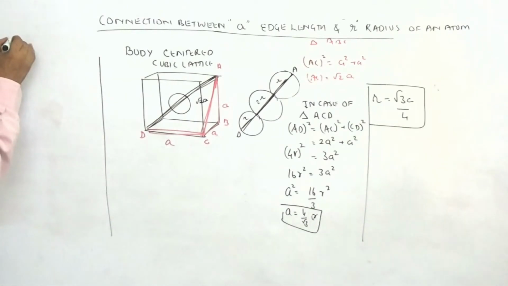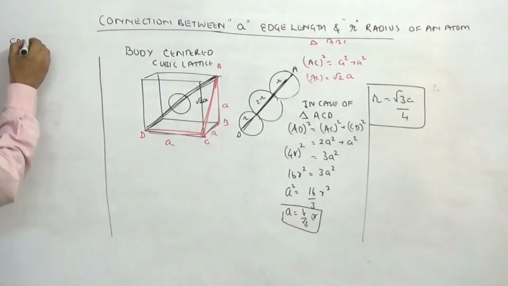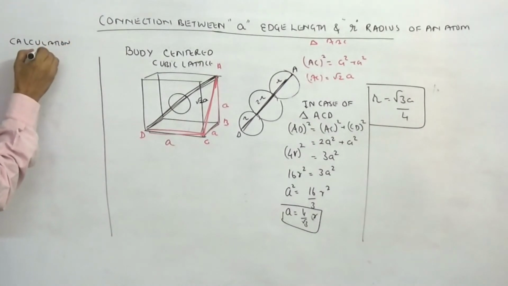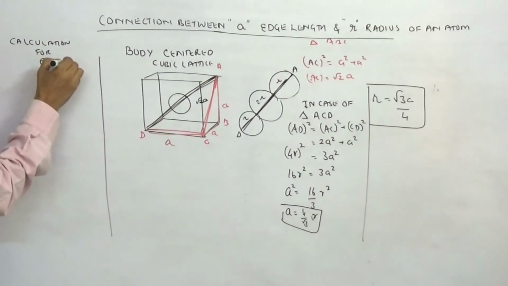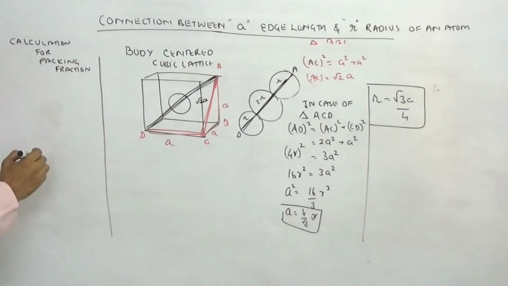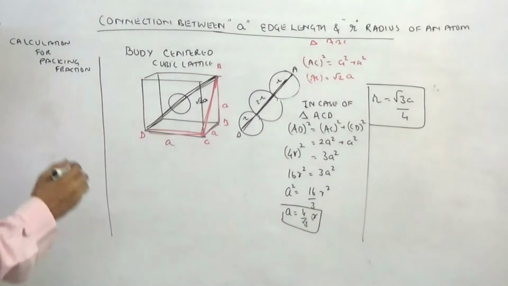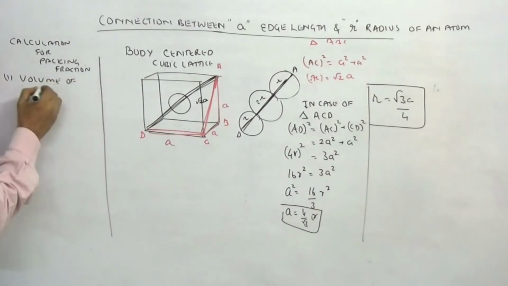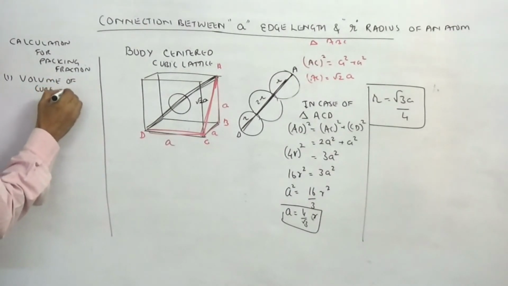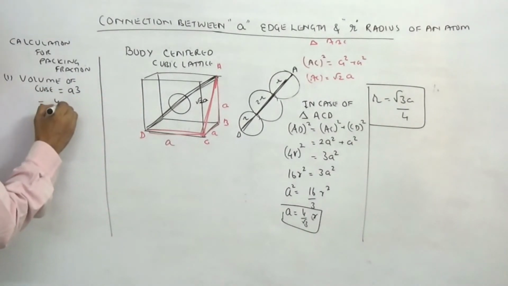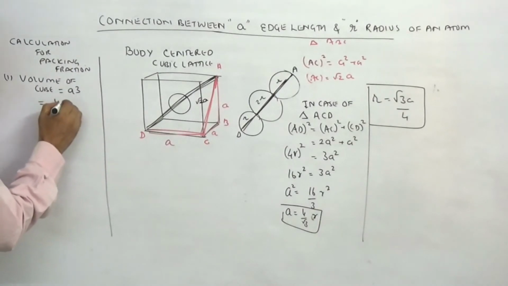Calculation for void space, or calculation for packing fraction. Packing fraction means how much is packed. So how much will be void? 100 minus that. We have calculation for a packing fraction. So how many atoms does it have? Volume occupied by the atom will be equal to, so first, let us say, volume of the cube. So volume of the cube is A cube, but A is how much? So 4 upon root 3 R the whole cube.